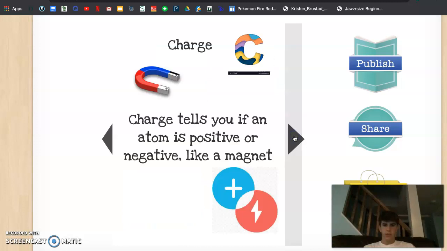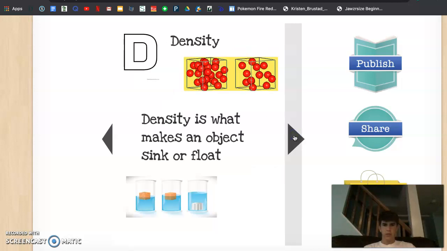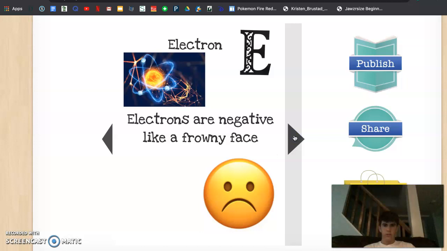C is for charge. Charge tells if an atom is positive or negative, like a magnet. D is for density. Density is what makes an object sink or float. E is for electron. Electrons are negative like a frowny face.